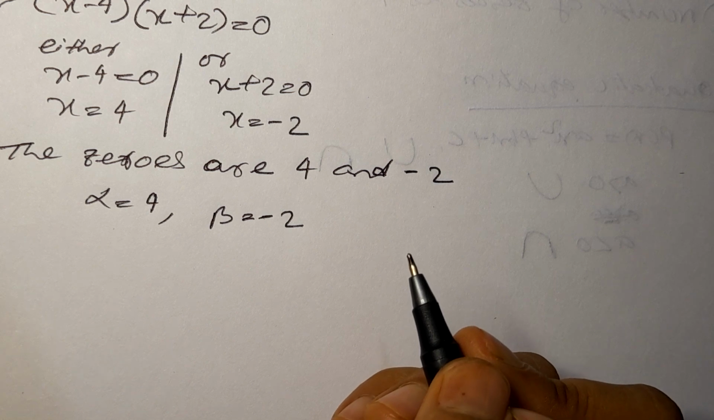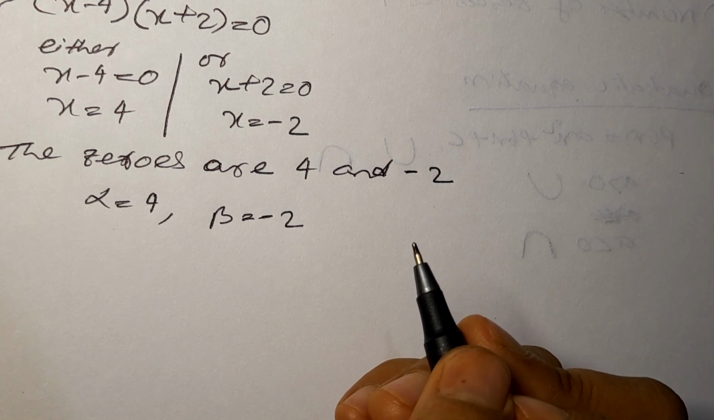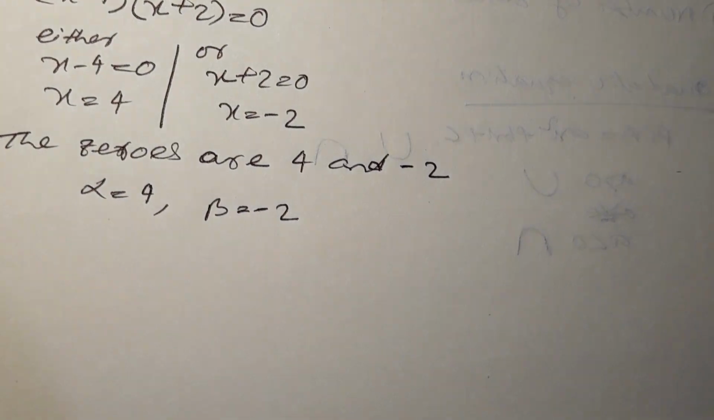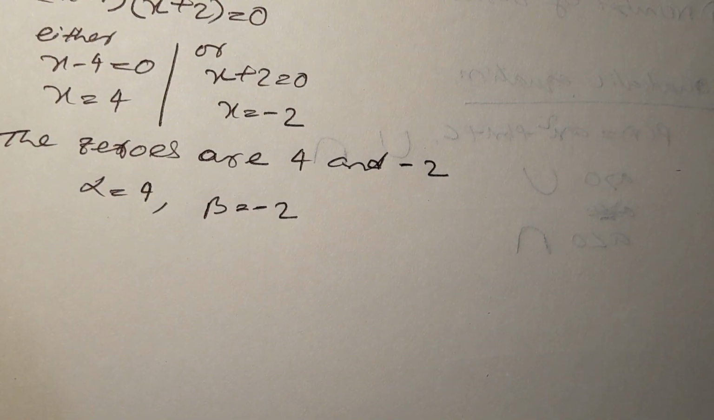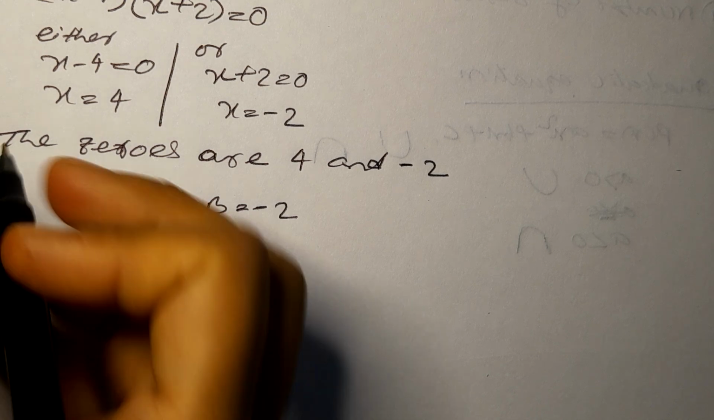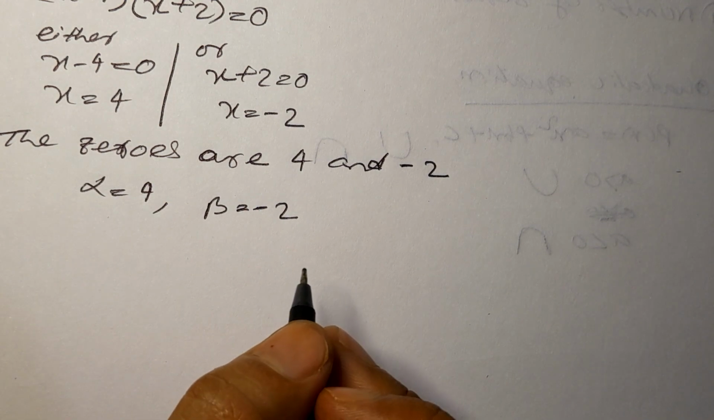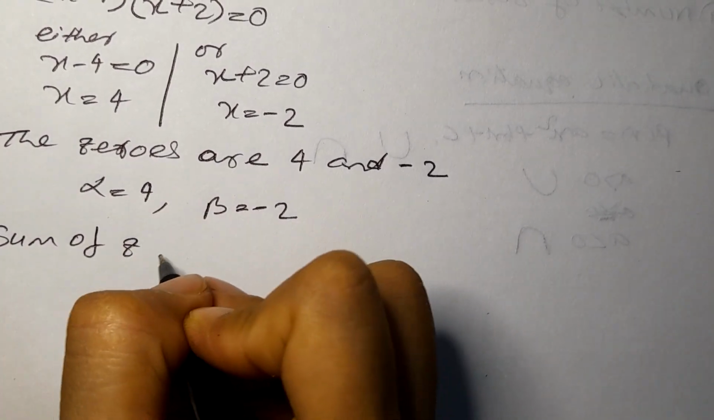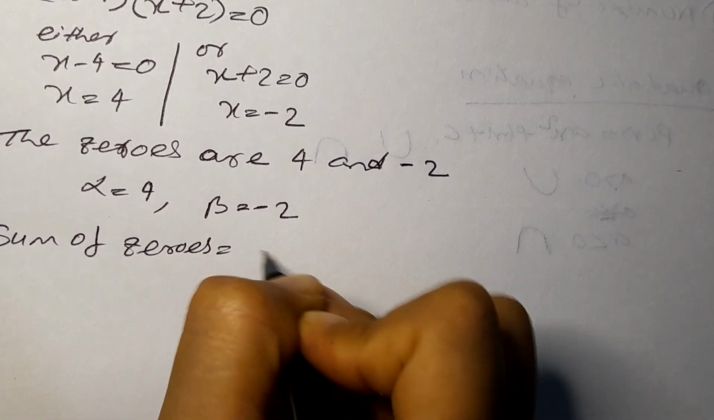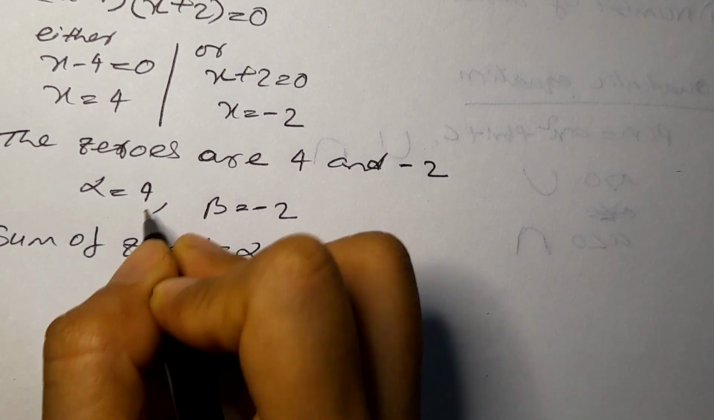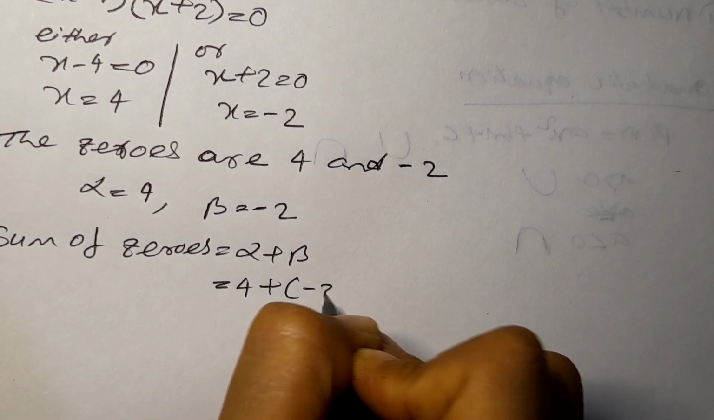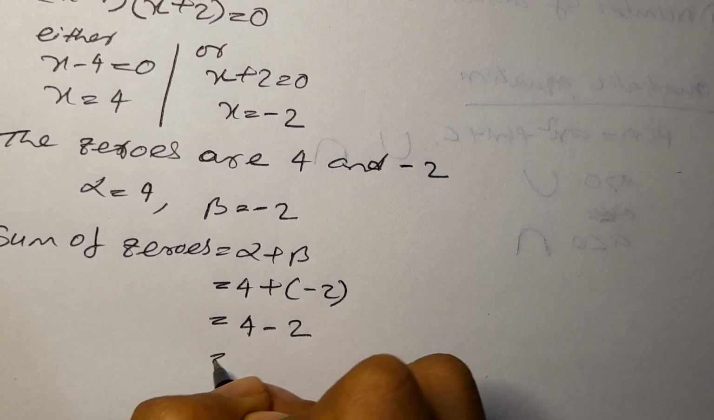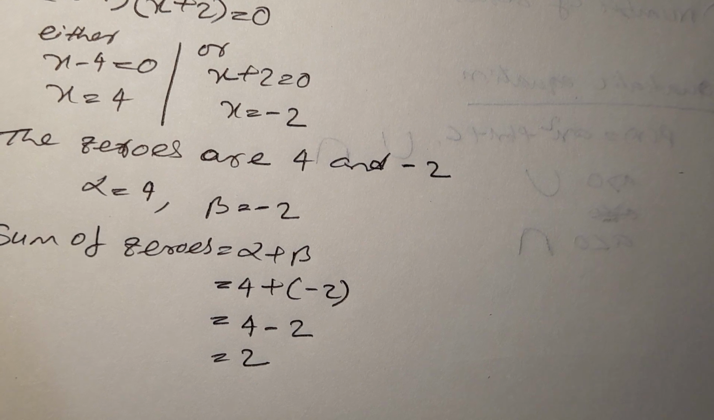Now we have to find the relationship between the coefficients of the quadratic equation and the zeros of the polynomial. For finding the relationship, we need the sum of zeros, that is alpha plus beta. Alpha is how much? 4, plus beta is how much? Minus 2. So 4 plus minus 2, that is 2. That is the sum of zeros.